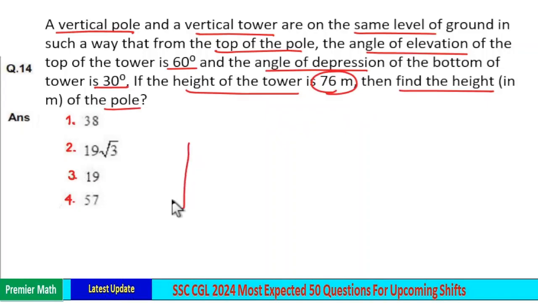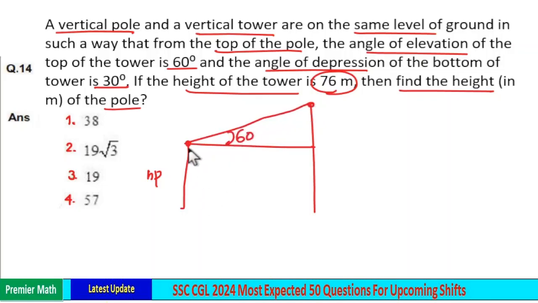Here, this is the height of the pole and this is the height of the tower. Now from the top of the pole to the top of the tower, this is a horizontal line, and the angle of elevation is 60 degrees. And from the top of the pole to the bottom of the tower, the angle of depression is 30 degrees. Now the height of the tower is 76 meters, given in the question.